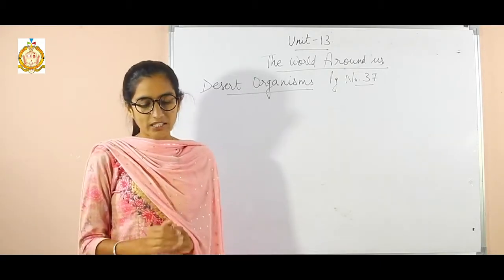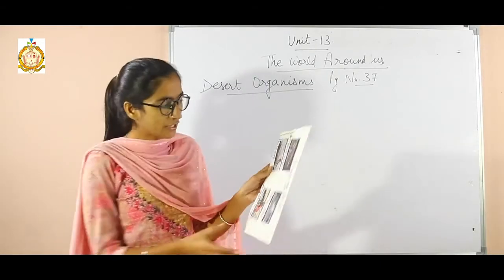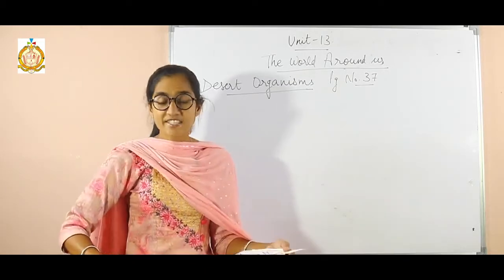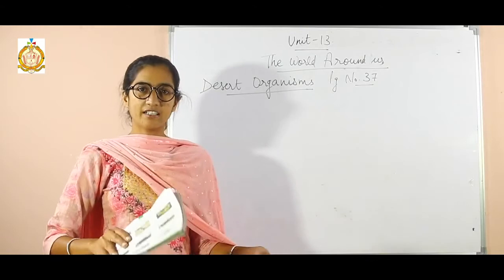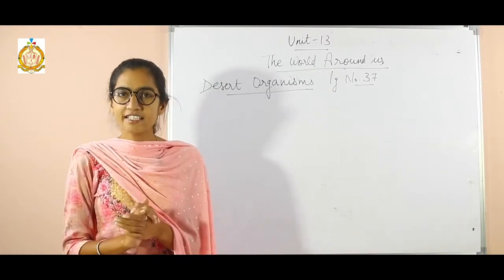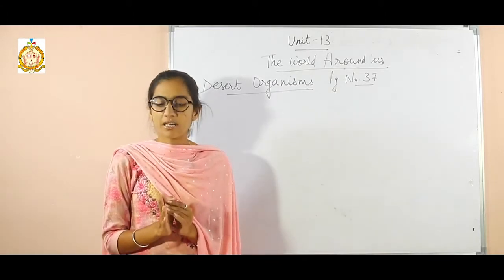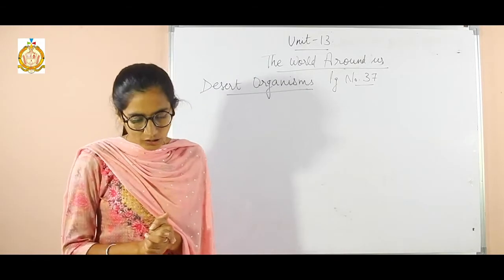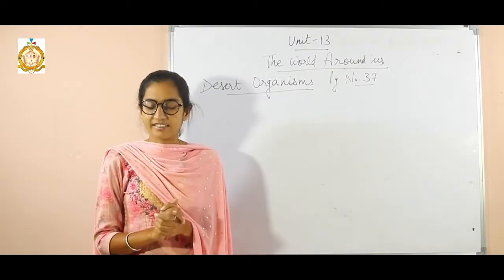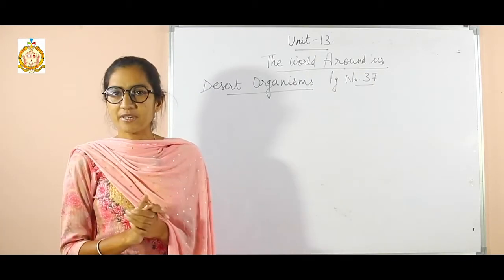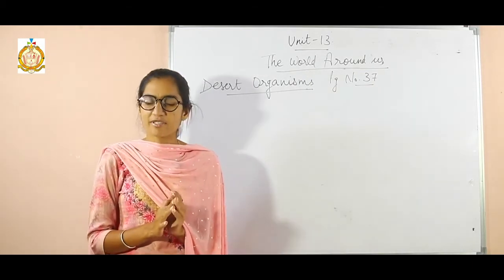First one is the golden eagle. Here you can see the picture. It is a majestic bird of prey. That means it hunts, and it is a big bird, and it hunts rabbits and marmots. Marmots means the great squirrels and ground squirrels.